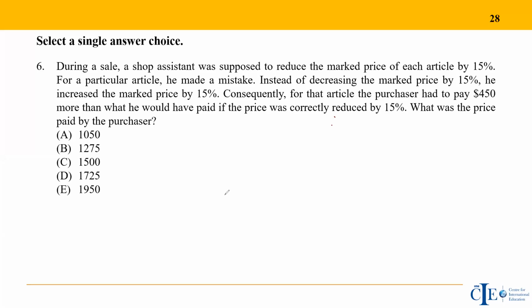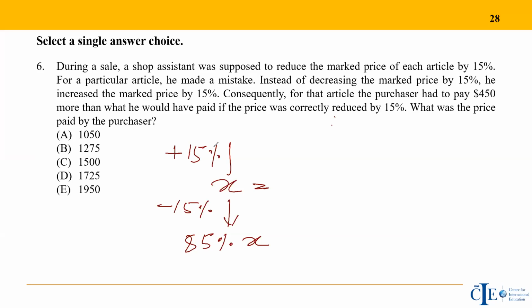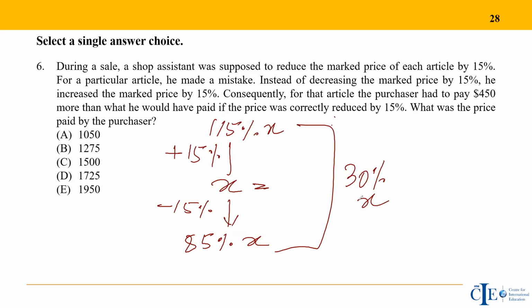So we can see that if the original price was X here, he wanted to reduce it to 85% of X. That should have been the actual price at 15% reduction. But this guy actually ended up increasing it by 15%, that is, increasing into 115% of X. Okay, which resulted in overall a 30% increment. Because instead of minus 15, you have a plus 15. So you see the absolute gap in between here is 30%. And this 30% is 450.